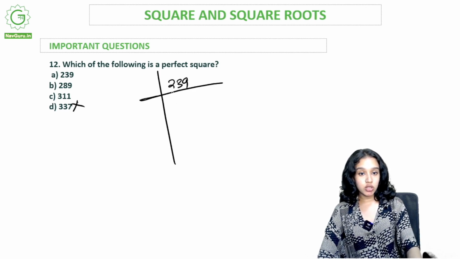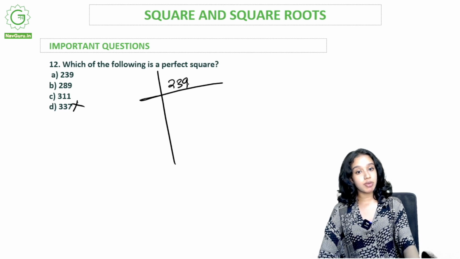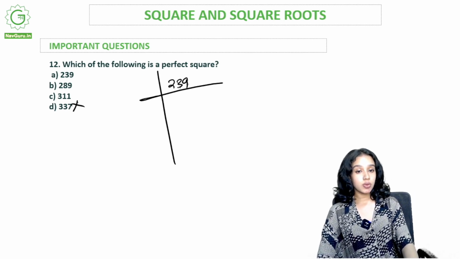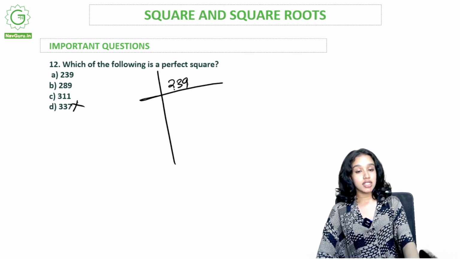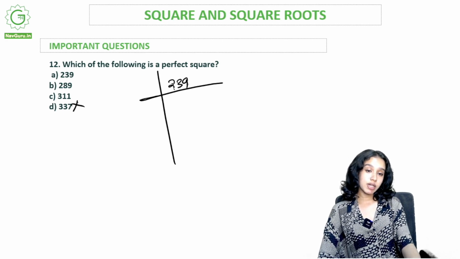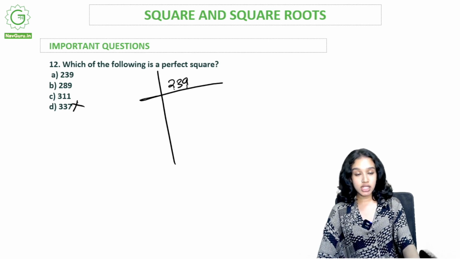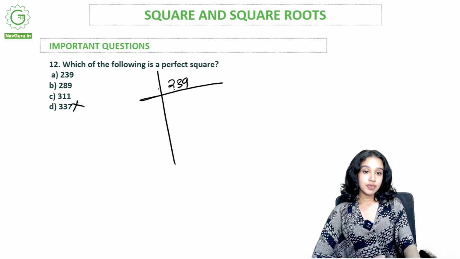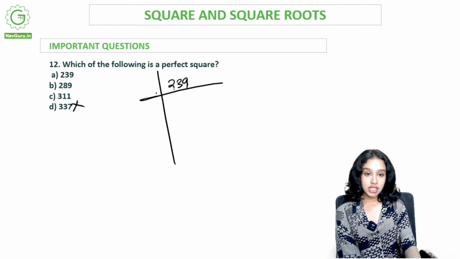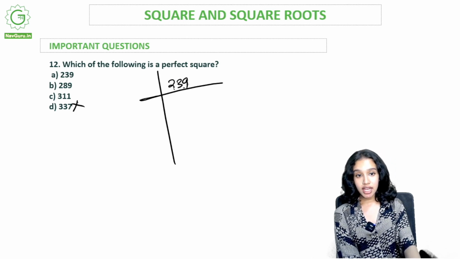Is it divisible by 2? No. Is it divisible by 3? 9 plus 3 is 12, 12 plus 2 is 14, and it's not divisible by 3. So is it divisible by 4? 39? No. Is it divisible by 5? No. Is it divisible by 7? Let's see. 7 3s are 21 and 29. It's not divisible by 7 either.